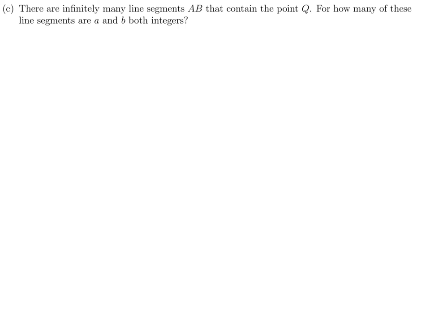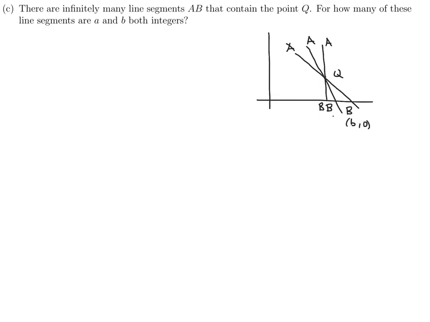There are infinitely many line segments AB that contain the point Q. For how many of these line segments are a and b both integers? So what they're saying is, again, you've got this scenario where this was B, this is A, and this is Q, right? Q is the midpoint. But you can also draw a line like this where this is A, this is Q, and this is B, and it can just keep going, right? A, Q, B. So there's infinitely many lines. So they're asking, for how many of these lines are a and b both integers? Remember, the coordinates for B were (b, 0), and the coordinates for A were (a, a). So they want small a and small b to both be integers.